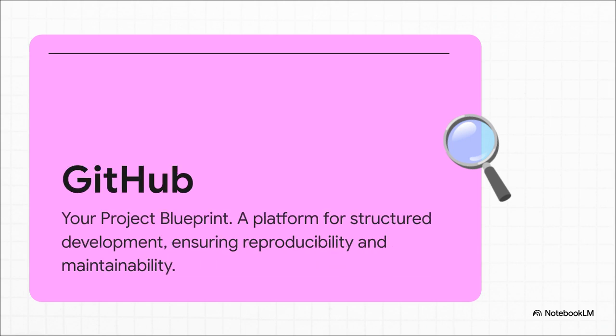And your second pillar, the project blueprint, is GitHub. Now, this is so much more than just a place to dump your code. It's a platform built for structured, collaborative work. It's what gives you version control, reproducibility, and the kind of long-term maintainability that separates a quick script from a real, lasting application. It's the framework that holds that powerful engine.